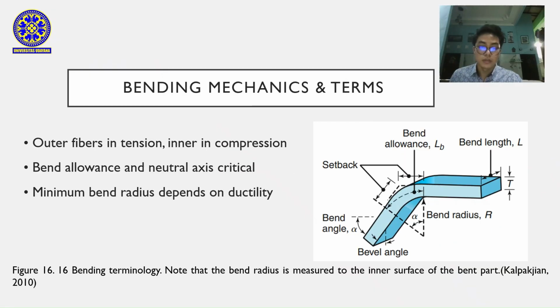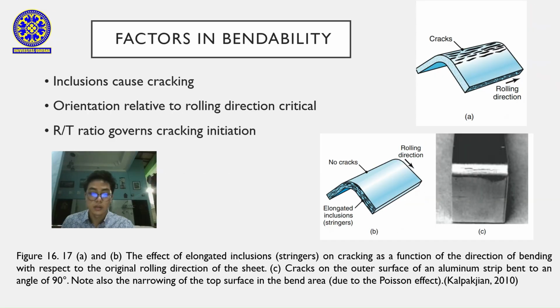In bending, the outer sheet fibers elongate while inner fibers compress. The neutral axis shifts depending on material hardening characteristics. Minimum bend radius correlates with ductility and sheet thickness. Inadequate radius selection leads to tensile cracking along the outer surface. Rolling direction significantly influences bend performance because anisotropy aligns mechanical properties. Bending transverse to the rolling direction reduces susceptibility to cracking. Non-metallic inclusions serve as crack initiation sites and therefore directly degrade bendability.